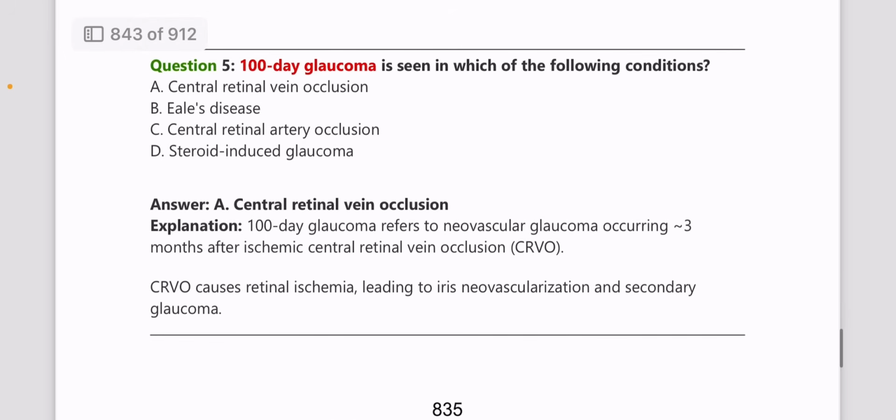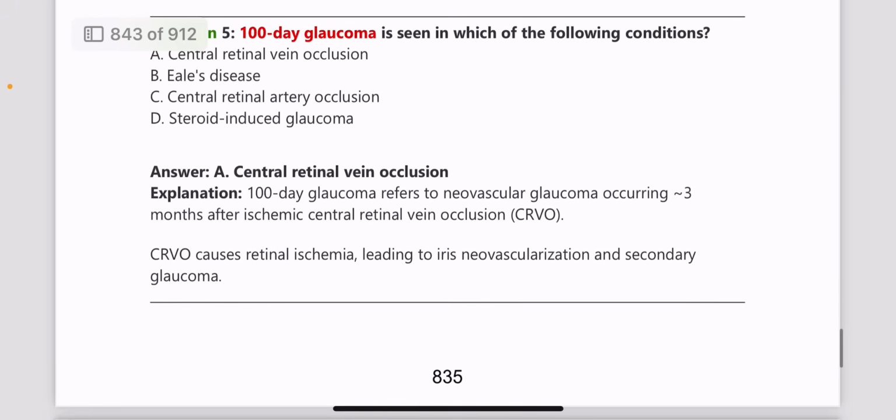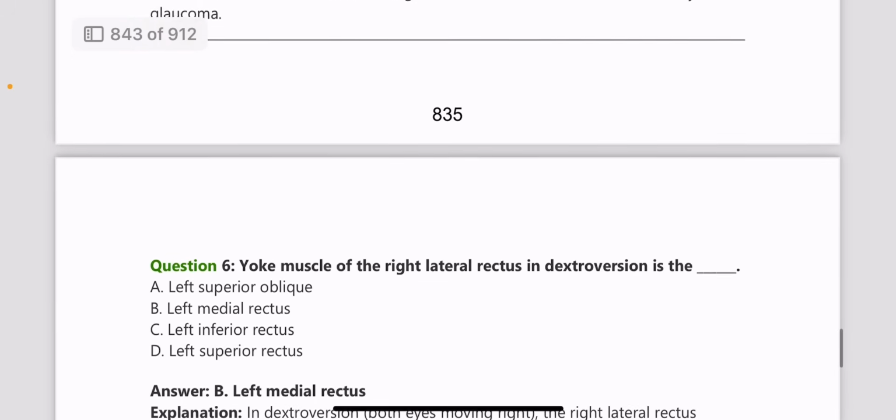Next, Hunter-T glaucoma is seen in which of the following conditions? Again, a very direct question and a very easy question. This kind of question you shouldn't get wrong. So here the answer is central retinal vein occlusion. Hunter-T glaucoma refers to the neovascular glaucoma occurring almost around 3 months after ischemic central retinal vein occlusion. So CRVO causes retinal ischemia leading to iris neovascularization and secondary glaucoma.